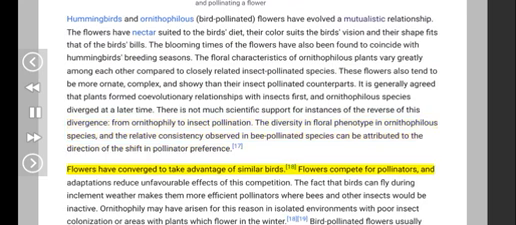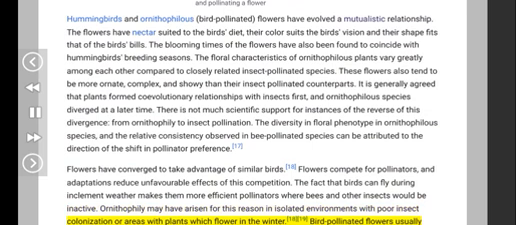Flowers have converged to take advantage of similar birds. Flowers compete for pollinators, and adaptations reduce unfavorable effects of this competition. The fact that birds can fly during inclement weather makes them more efficient pollinators where bees and other insects would be inactive. Ornithophily may have arisen for this reason in isolated environments with poor insect colonization or areas with plants which flower in the winter.